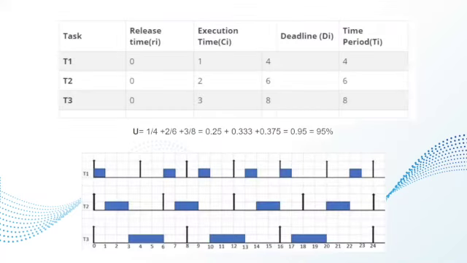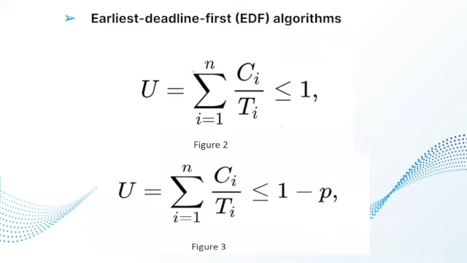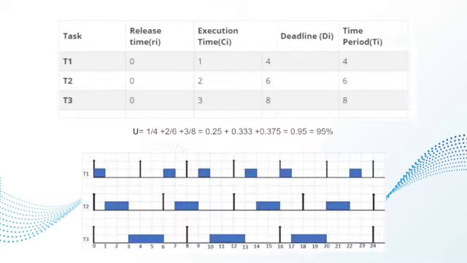Now let's go over an example again. If you plug in the numbers here and use the first formula from Figure 2, we'll actually get 95% utilization. In order to break down this example, we'll have to execute this one in 6 steps compared to 7 steps in the previous example.